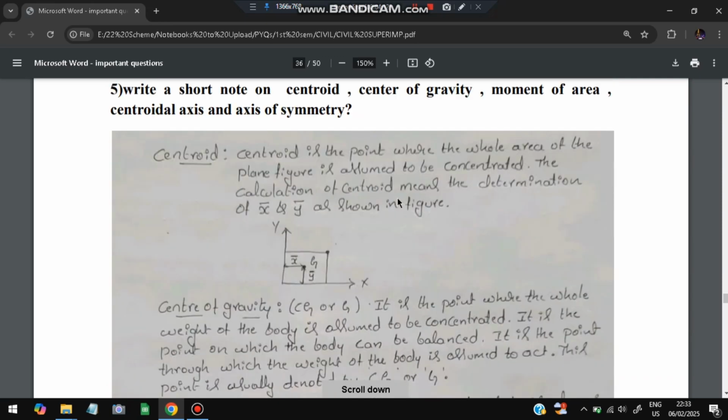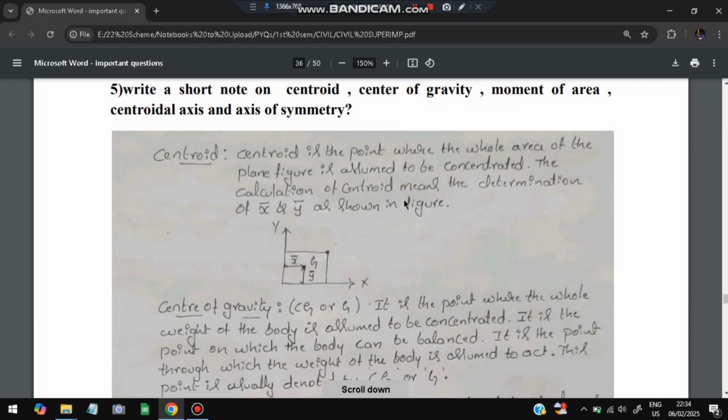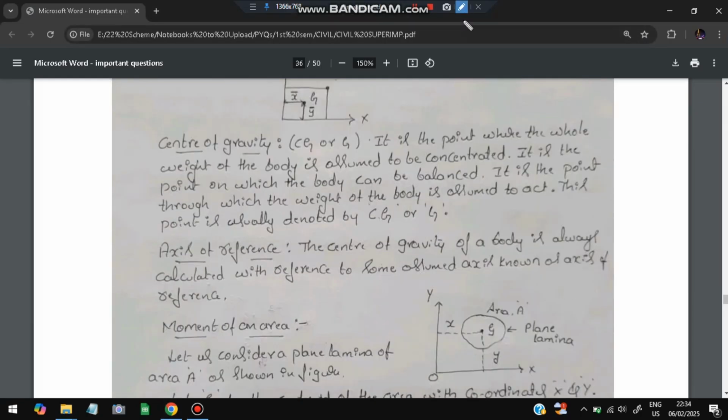Okay. Moving on to the next super important question, we have to write a short note on the centroid, center of gravity, moment of area, centroidal axis, and axis of symmetry. So some definitions are there. What is centroid? It is the point where the whole area of the plane figure is assumed to be concentrated. So if this is the area, the whole area is supposed to be concentrated at this point, x bar and y bar from the x and y axis. Okay, what is center of gravity? It is the point where it is assumed that all the body's weight is concentrated, so as to balance it.